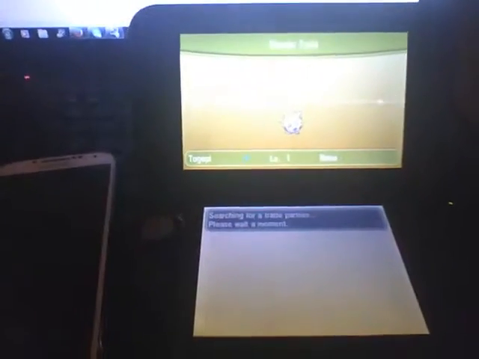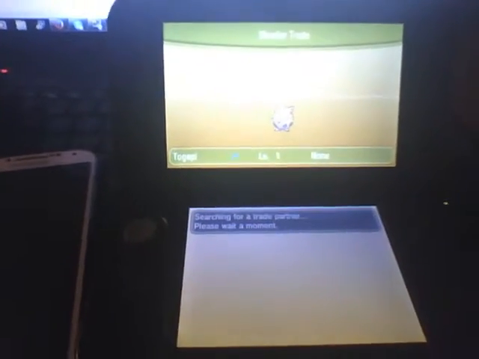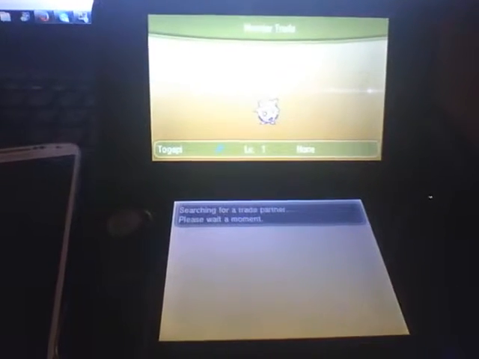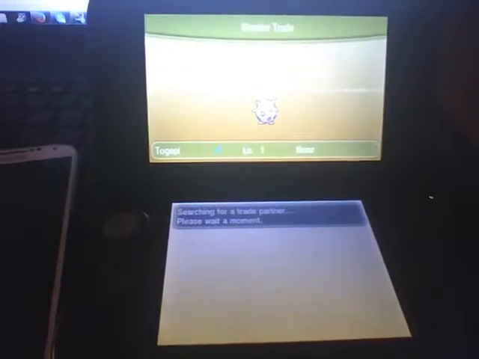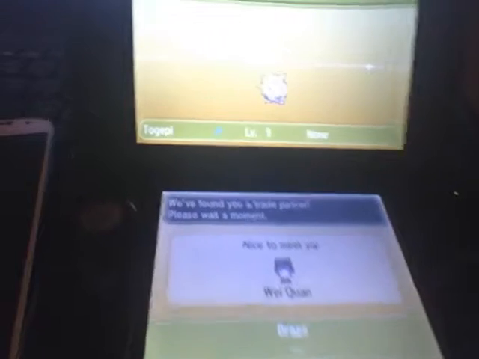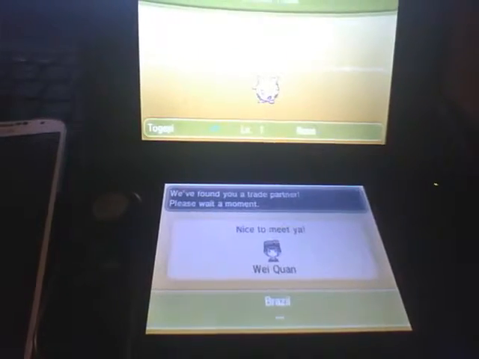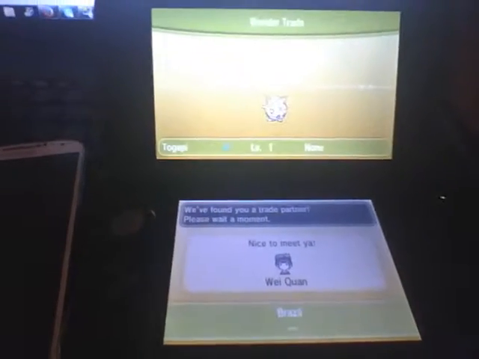Oh, come on. Let's see. I'm not sure how many I'm going to wonder trade. Maybe like 3 or 4. Just a short video. Someone from Brazil is going to get a shiny Togepi. Bye, Togepi.